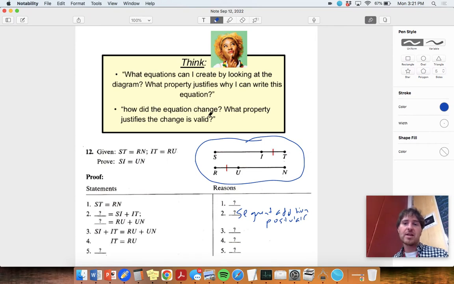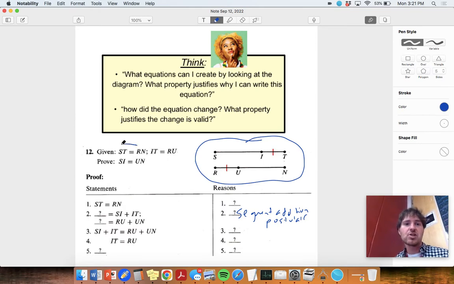And how does the equation change? What property justifies that the change is valid? Okay, so getting started with a proof, step number 1, also 2. Remember, I can write statements by looking at the given diagram. I noticed that from step 2 because I'm adding segment lengths. That's going to be the segment addition postulate. We'll save that for later.